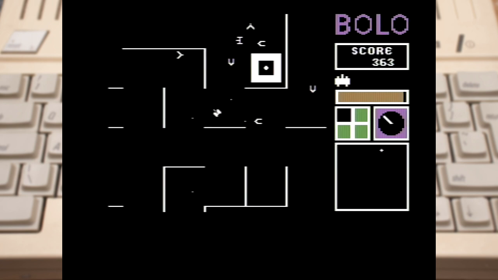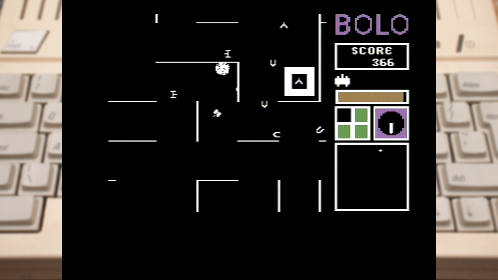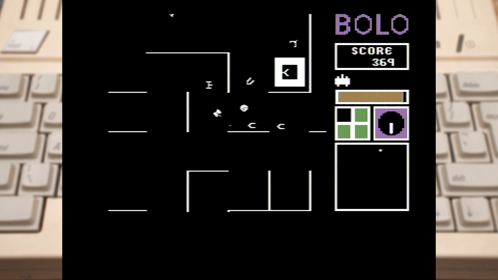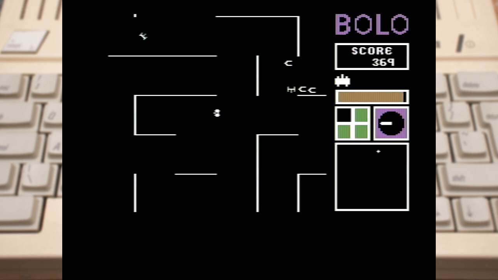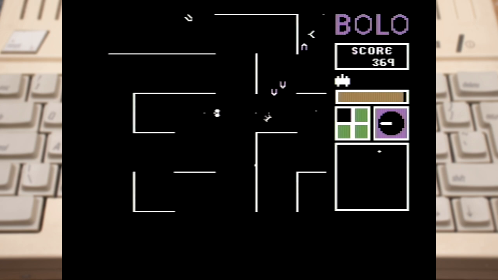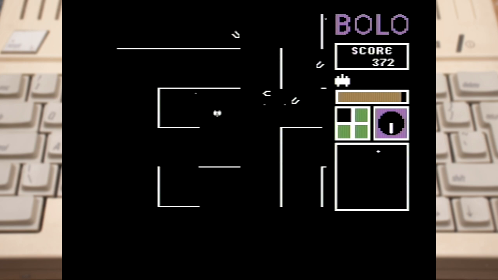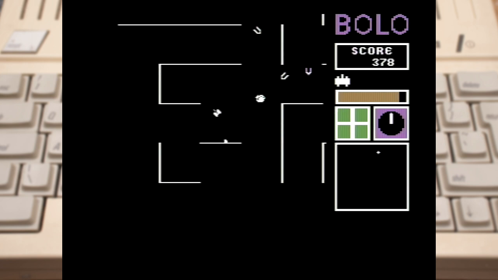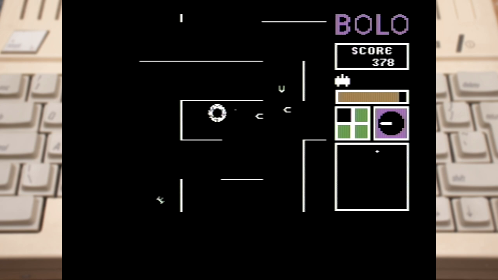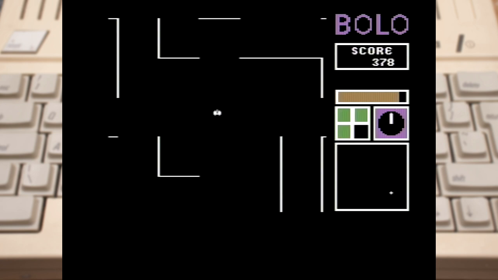Though it is a bit of a shame Bolo didn't do well enough to have received ports to other home computers, I guess it's one of those games where I feel the controls wouldn't work as well on them, as the analog joystick support is a distinctly Apple II thing and really just can't be replicated elsewhere.